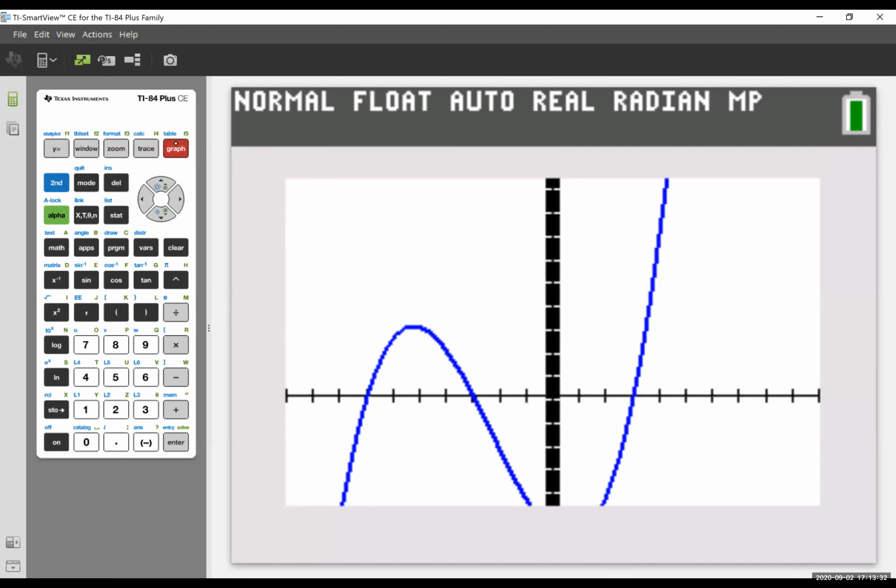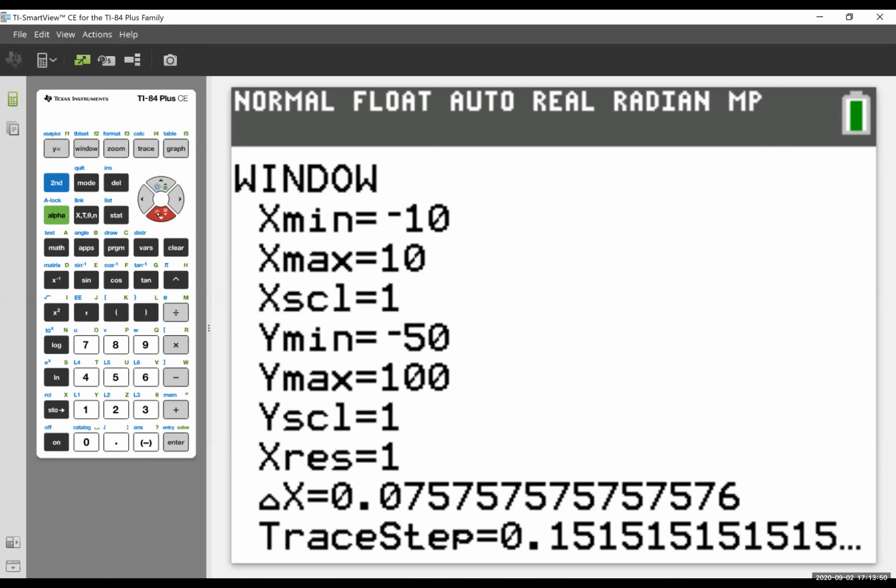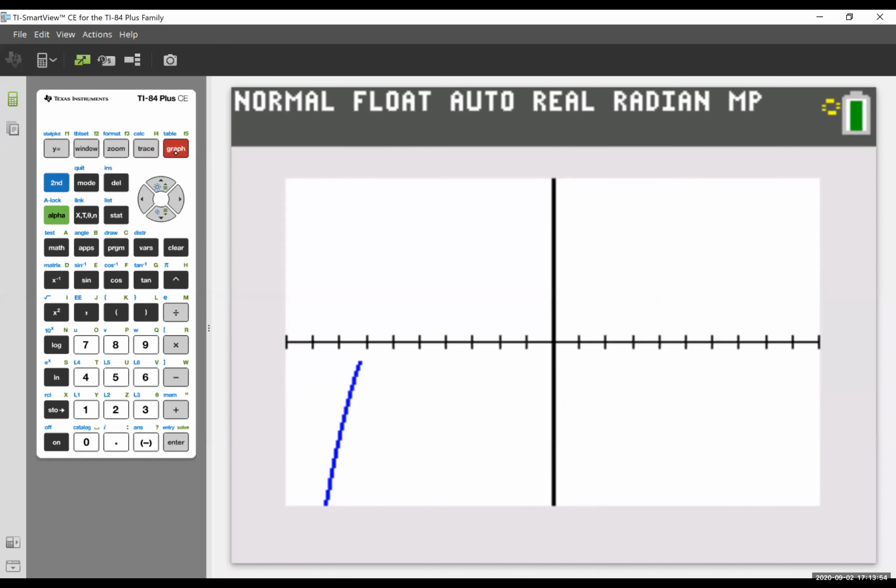I'm feeling pretty good about that. Sometimes leaving your previous window in there does save us some time. I always like to see the rest of the graph, so I'll change the window a little bit, maybe make the y min a little smaller, or widen it out. There we go. So you can see our polynomial clearly.